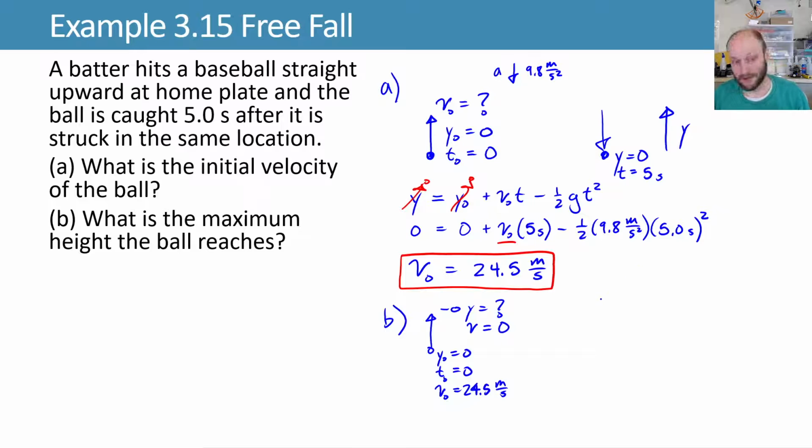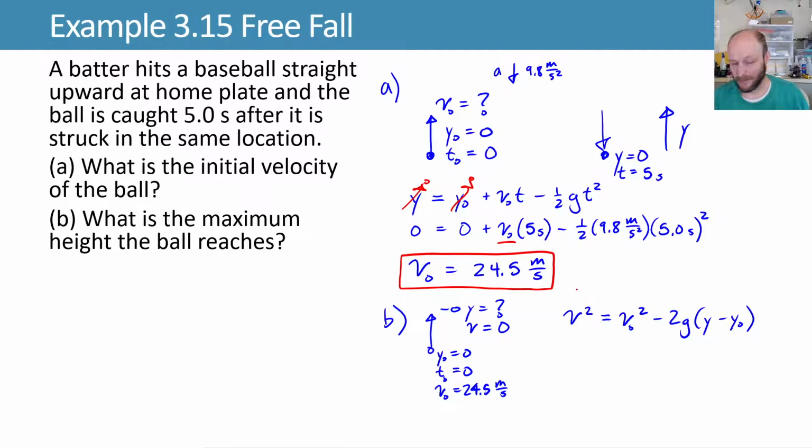So let's go ahead and try writing one of those equations. This one looks like it's going to be the most useful. My final velocity squared, that's the thing I want, is equal to my initial velocity squared, that's something I know, minus 2g times y minus y naught.